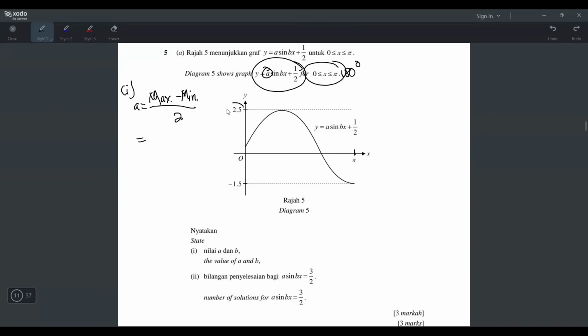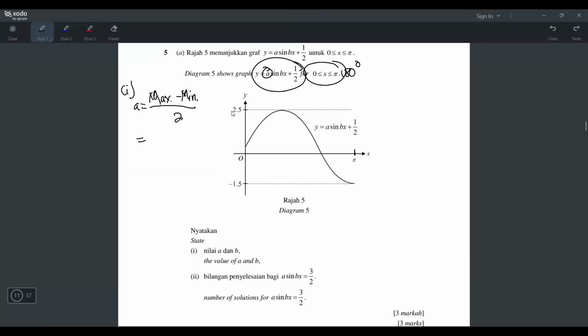You can only do that when this value and this value are the same. When the distance here and the distance here are the same, then you can. For example, if it's 2 and -2, then the amplitude is 2. Or maybe 3 and -3, then the amplitude is 3. But if the distance is not the same, for example here you see 2.5 and 1.5, then it's not the same, and you cannot just take the amplitude directly like that.